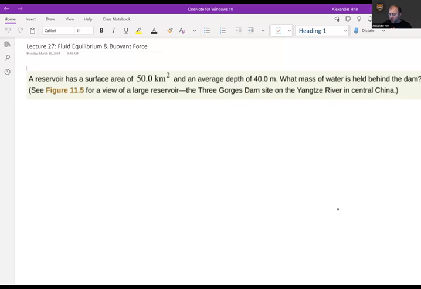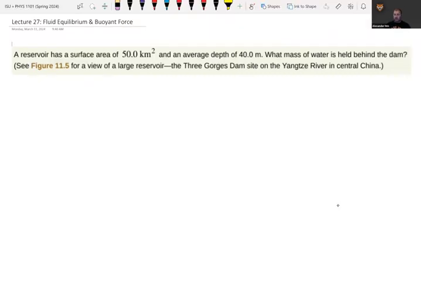Okay, so I wanted to really quickly do an example problem here. This one says a reservoir has a surface area of 50 kilometers squared and an average depth of 40 meters. What is the mass of the water held behind the dam? Now, in these ones, if you're not told what the density of the water is, you can assume it's just 1 gram per centimeter cubed. As a reminder, this converts to 1,000 kilograms per meter cubed.